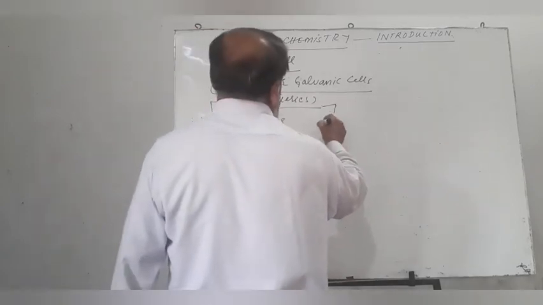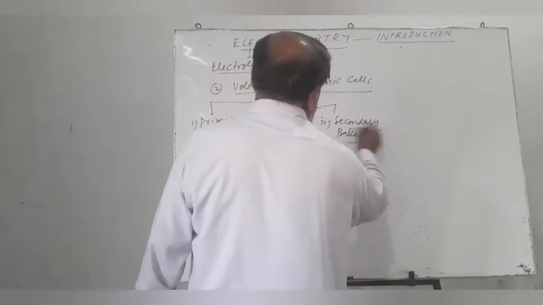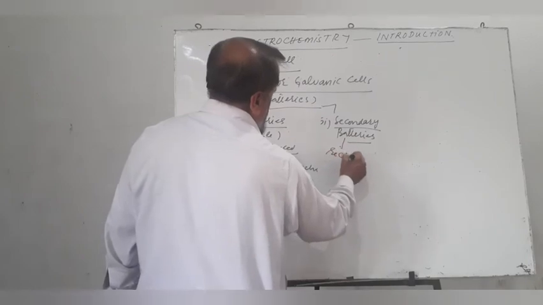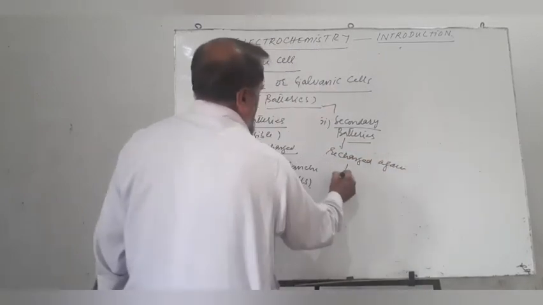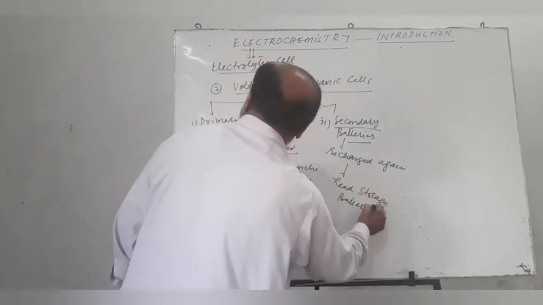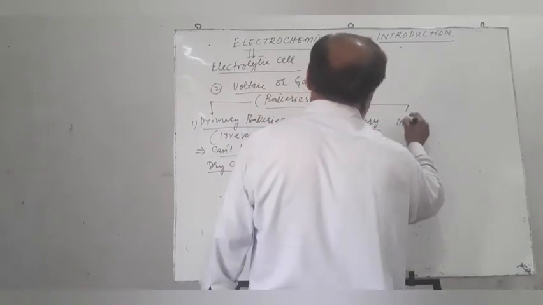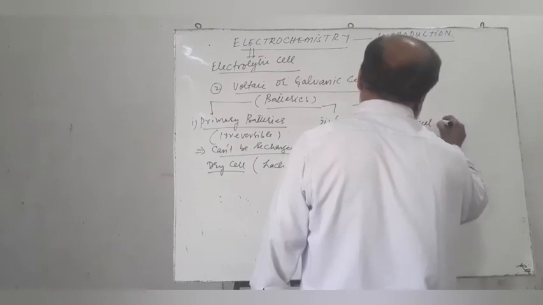Secondary batteries are those batteries which can be used again and again. They can be recharged again. The most common example of secondary batteries is the lead storage battery. The third type of batteries are known as fuel batteries or fuel cells.